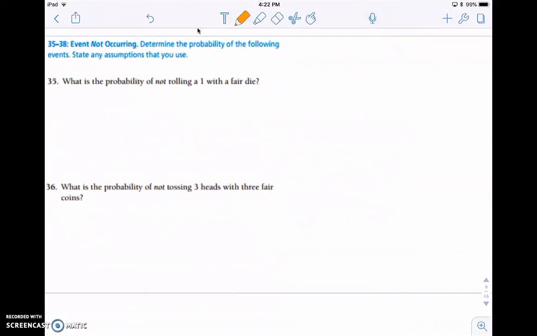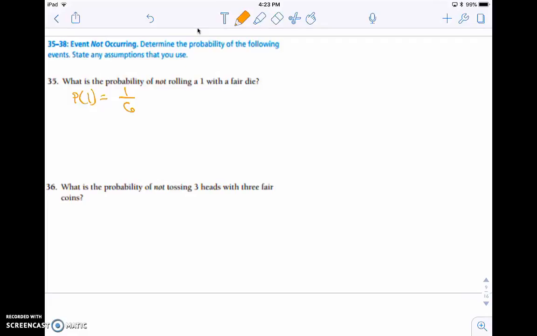then we want to find the probability that an event doesn't occur. First we have the probability of not rolling a 1 with a fair die, so it's a 6-sided die. The probability of not rolling a 1. Well, let's look at, in our die, what's the probability of getting a 1? Well, there's 1 out of 6 chances, so 1 in 6 or 1/6. That's the probability of getting a 1.